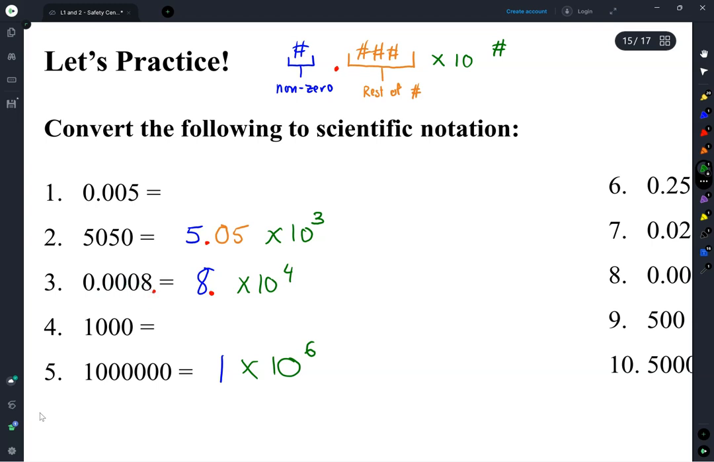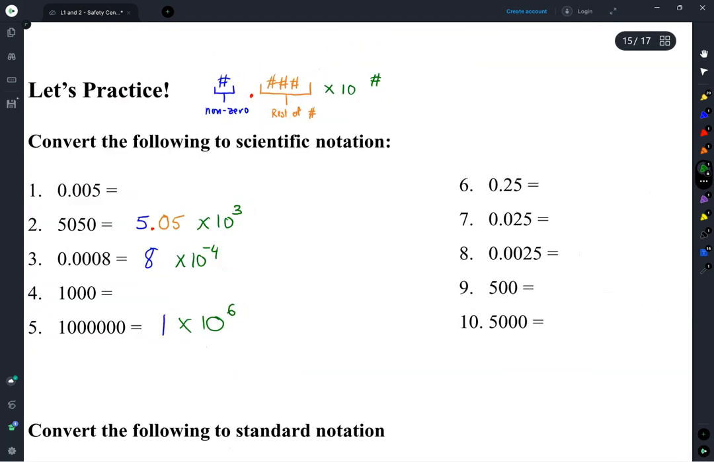Now again, since this is a small number, it's less than 1, I can just put a negative there for the exponent to tell the reader that now we are jumping to the right. So remember, anytime it's a very, very small number, less than 1, you must have a negative exponent to tell the reader which direction we are jumping in.